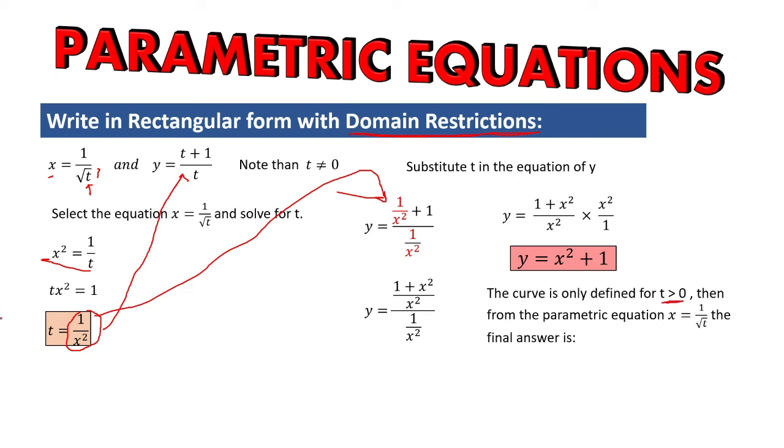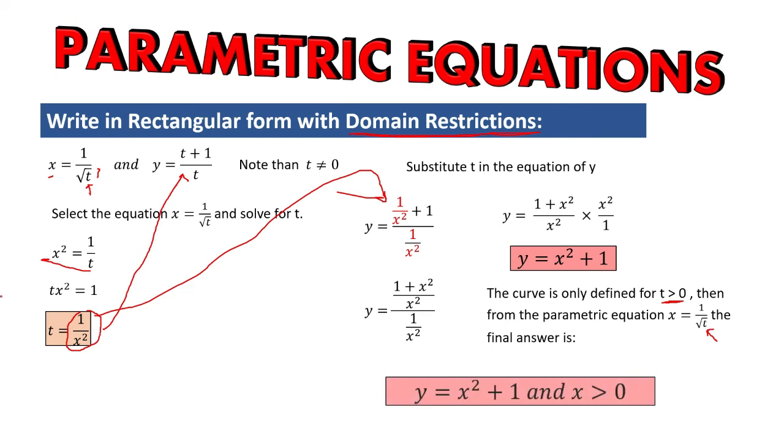Then, from the parametric equation, t has to be positive and different from 0. Now, the answer is x squared plus 1 when x is positive. Because if t is greater than 0, 1 over the square root of t is greater than 0. Now, this x is greater than 0.